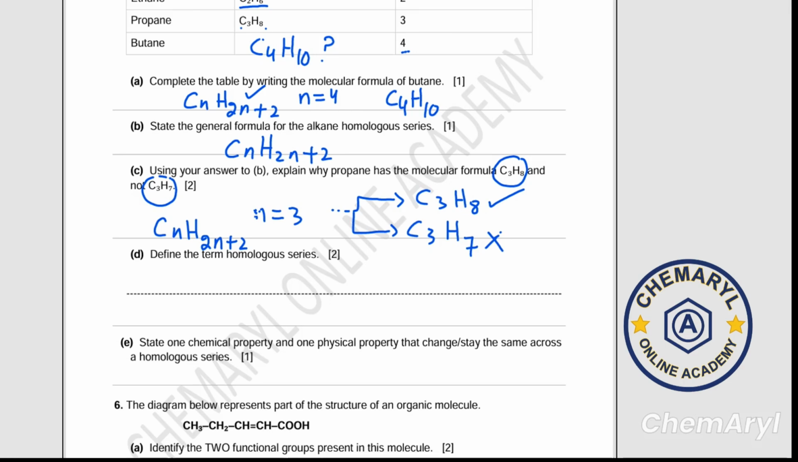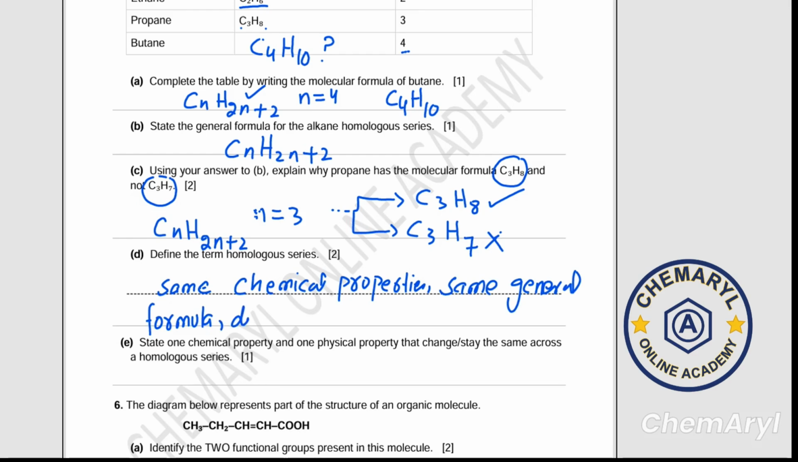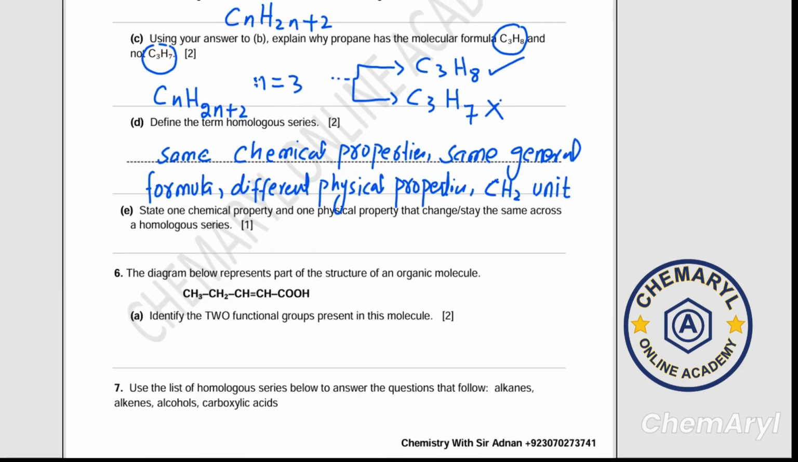Define the term homologous series. A series of compounds with the same chemical properties, the same general formula, different physical properties, and adjacent members differ by a CH2 unit. Got it, dear student? Next one is, state one chemical property and one physical property that change or stay the same across the homologous series. Chemical properties mean that throughout all the members of the homologous series there is the same nature. According to physical properties, there is a different boiling point.